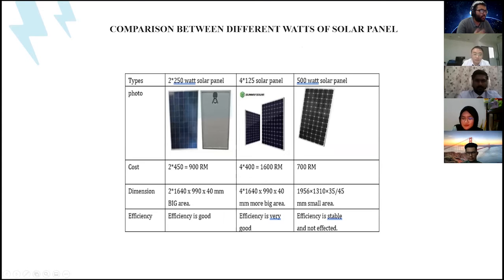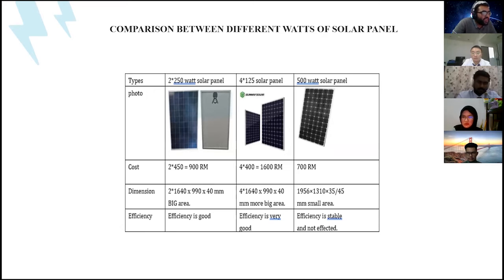We did a comparison between different watts of solar panel to see whether it's better to use just one panel or use several panels. So we said that we need a 500 watt output. So let's say we have 2 solar panels of 250 watt. It will cost us 900 ringgit. The dimension is that it has a big area. The efficiency is good, no problem. If we use four solar panels, it will cost us 1,600 ringgit, and it will make the area very busy because it will have a big area.